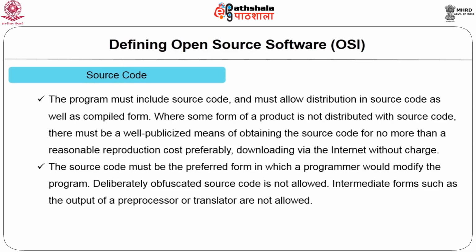The second point is the program must include source code. Whenever we provide a program, if it is an open source program, it must include the source code and it must allow distribution in source code as well as compiled form. This means whatever software we are providing, we have to provide in compiled form as well as the source code. So, the second point of open source insists on providing the source code.